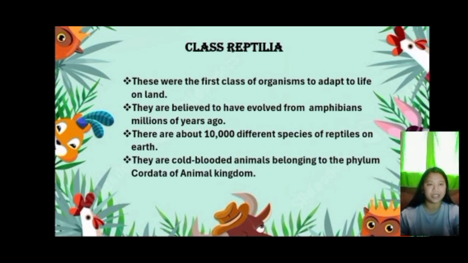When we say class Reptilia, these were the first class of organisms to adapt to life on land. They are believed to have evolved from amphibians millions of years ago. There are about 10,000 different species of reptiles on Earth, so they are many. They are cold-blooded animals belonging to the Phylum Chordata of the animal kingdom.